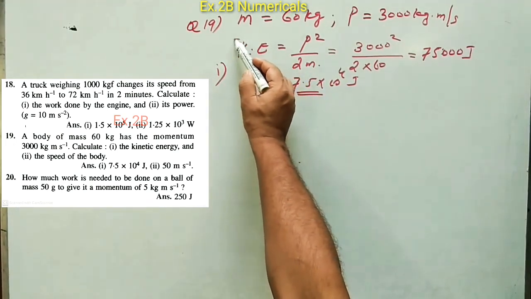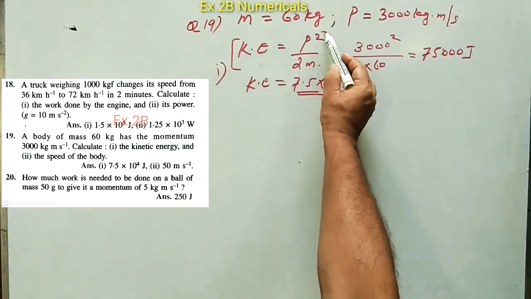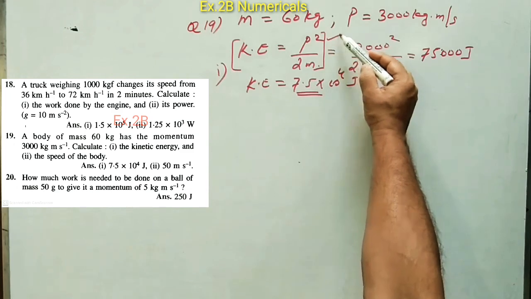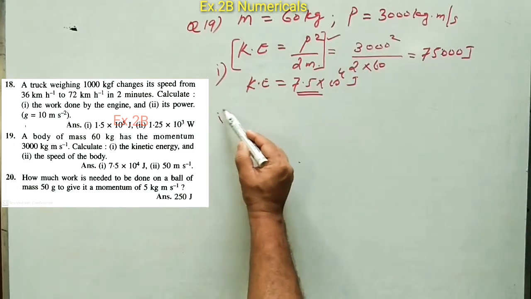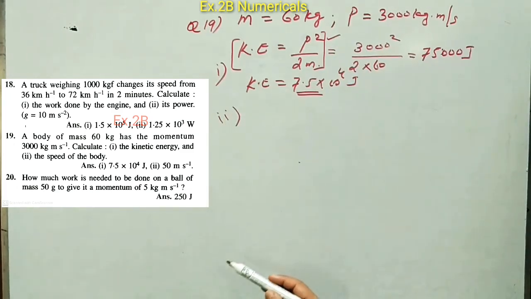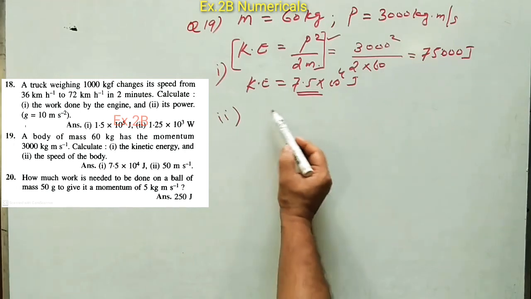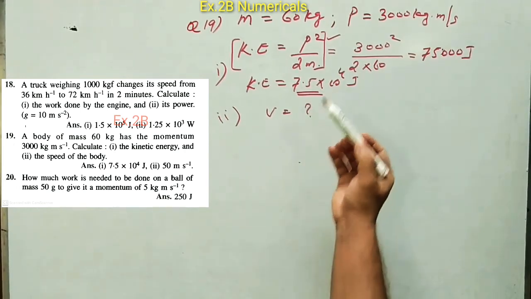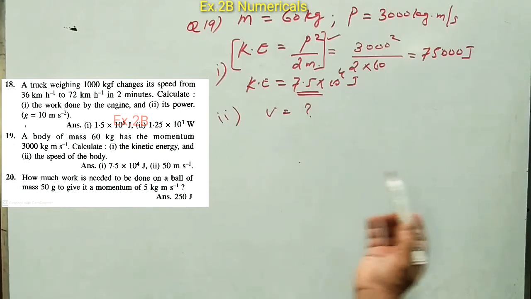So the kinetic energy and momentum are related by the formula KE is equal to P square by 2m. All of you must remember this formula. In the second part, you have to calculate the speed of the body. We have the momentum and mass, so you can easily calculate the speed of the body.